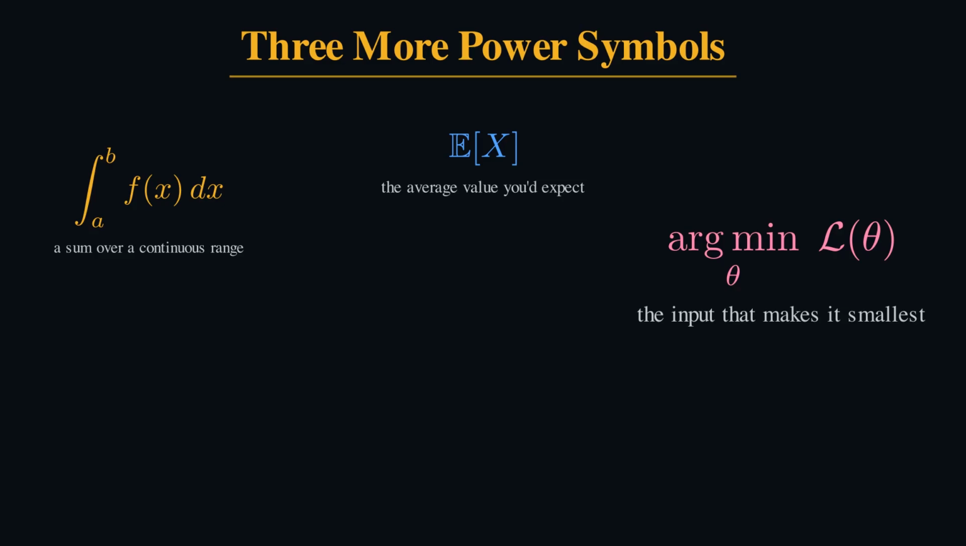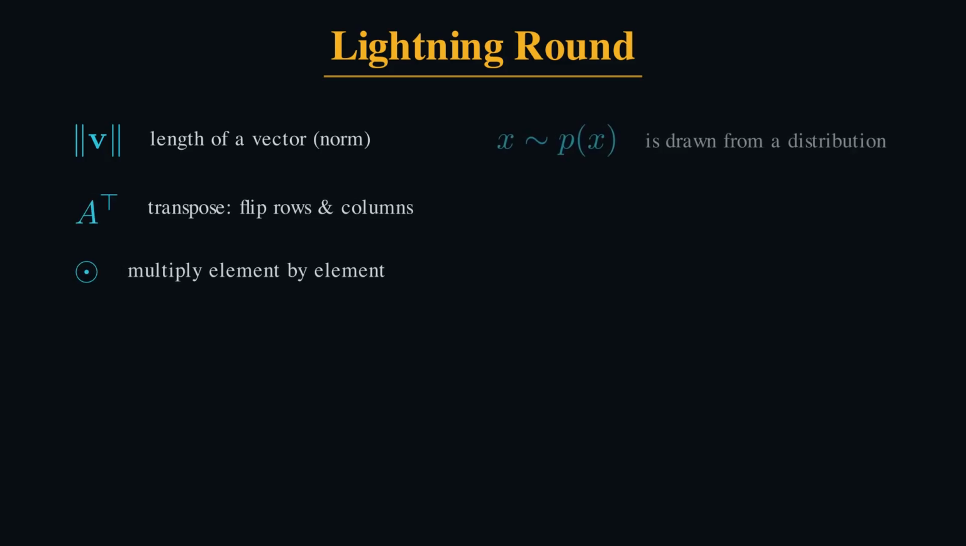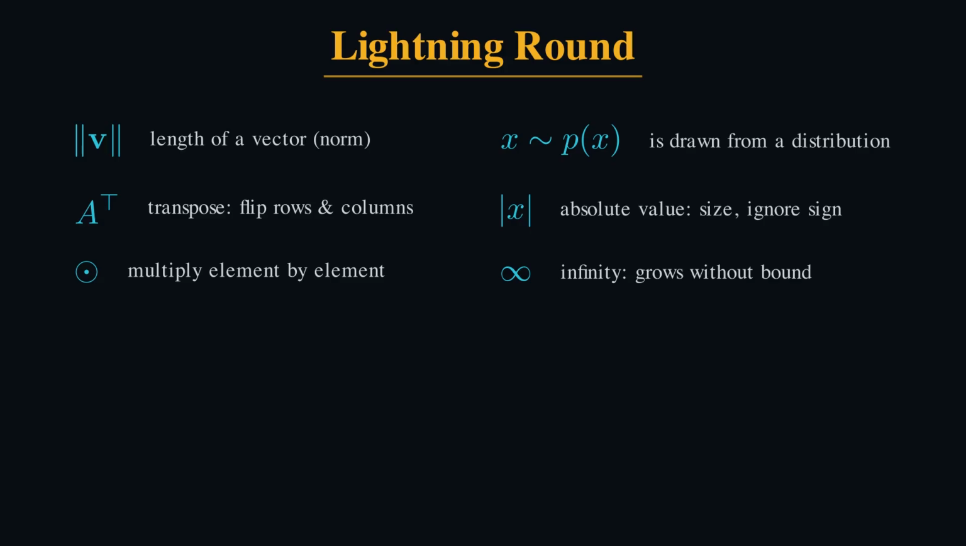That is the entire goal of training, written in one symbol. Find the parameters that make the loss as small as possible. Quick lightning round of 6 you will bump into constantly. Double bars around a vector mean its length, called the norm. A capital T in the corner means transpose.